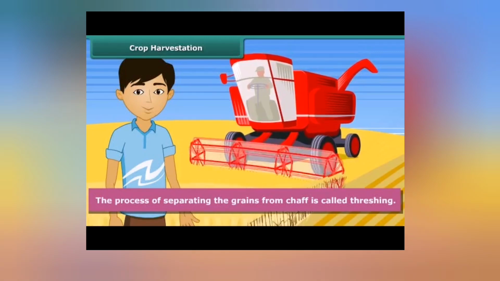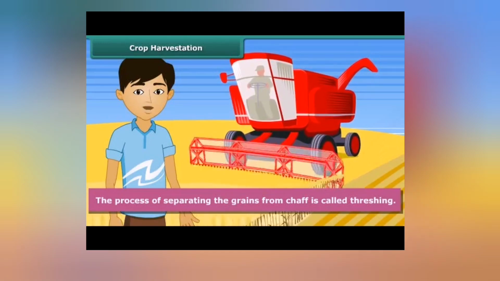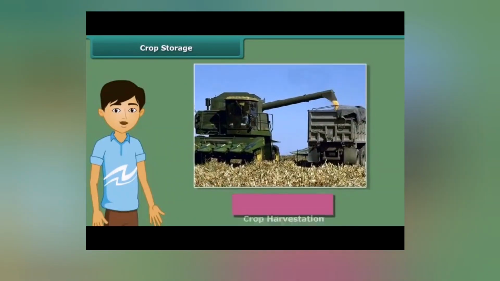This process is called threshing. This is carried out with the help of a machine called a combine, which is in fact a combined harvester and a thresher. Once harvesting is done, crops are stored in huge storages.